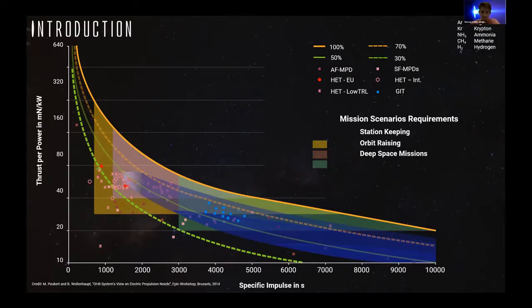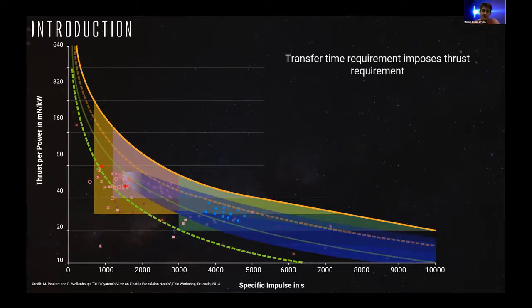This is really important when we consider any mission with a transfer time, because we're going to need a certain thrust requirement in order to fulfill that transfer time. If the thrust is too low, it's going to take us too long. What you'll notice on the y-axis is not just thrust, but thrust per power. So if we want to go to a higher Isp, we can still achieve the needed thrust, but we need higher power to do it.